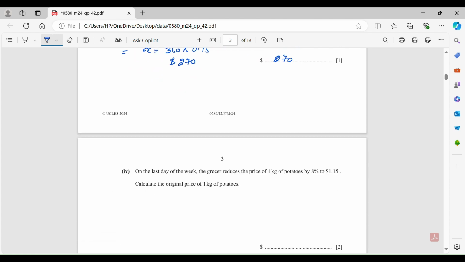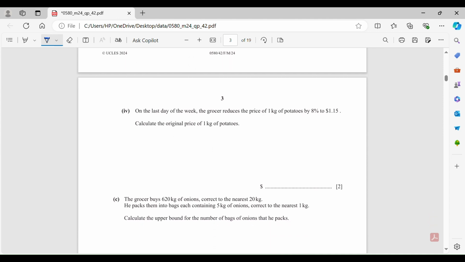Next, fourth part of this. On the last day of the week, the grocer reduced the price of 1 kg of potatoes by 8%, to $1.15. Calculate the original price of 1 kg of potatoes. We have to find the original price. So reduced by 8% means 92% of the original price. Let the original price be x.